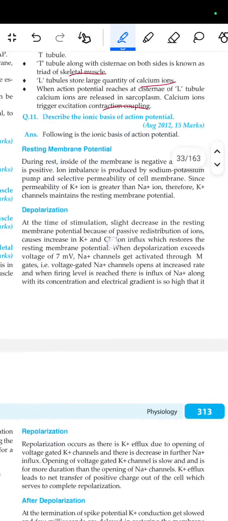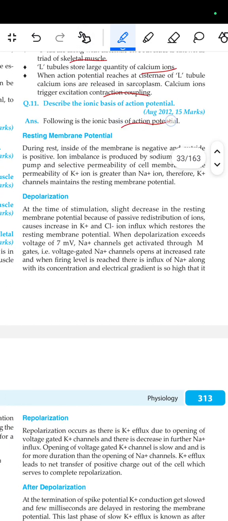Then comes: describe the ionic basis of the action potential. So following is the ionic basis of the action potential. Resting membrane potential during the rest.